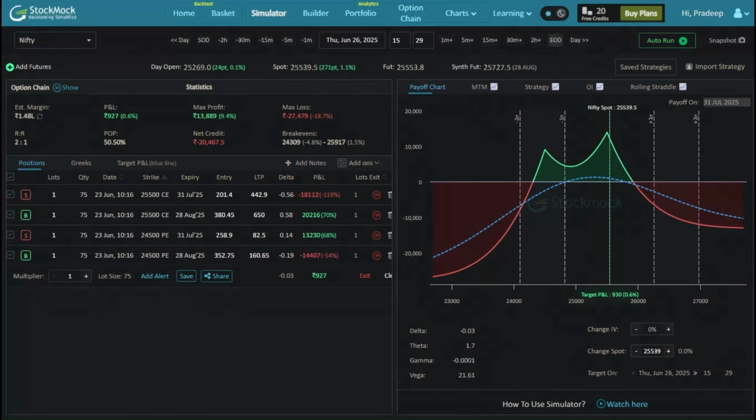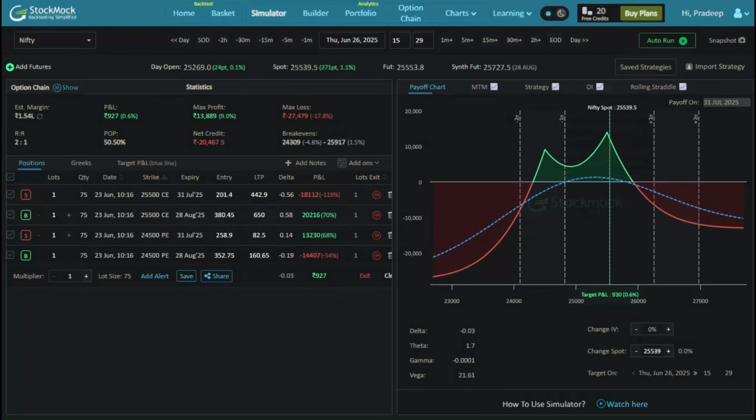Let's say this end of day. See, the market has made a big move. It is touching my call calendar. My call calendar is 25,500 and the market is touching that. But again, we will not do anything, because we said as long as it doesn't go 200 points in the money, I'm safe up to 25,917. So no worry. But yes, if you see, my put is just 82 rupees, my call is 442 rupees.